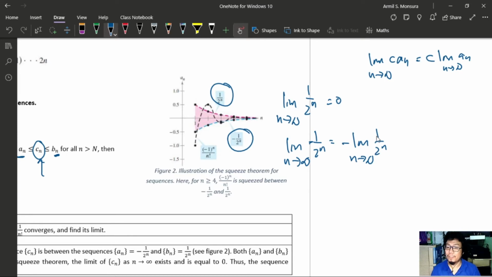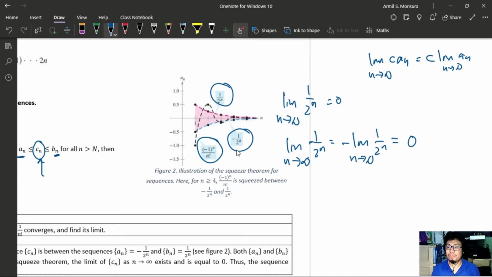So that's what I applied here. Since the limit of 1 over 2 raised to n as n approaches infinity is 0, this is the negative of 0, or simply 0. So those two actually sandwich this sequence. What you need to prove here is that this sequence is less than this and greater than this. That is what you need to prove.